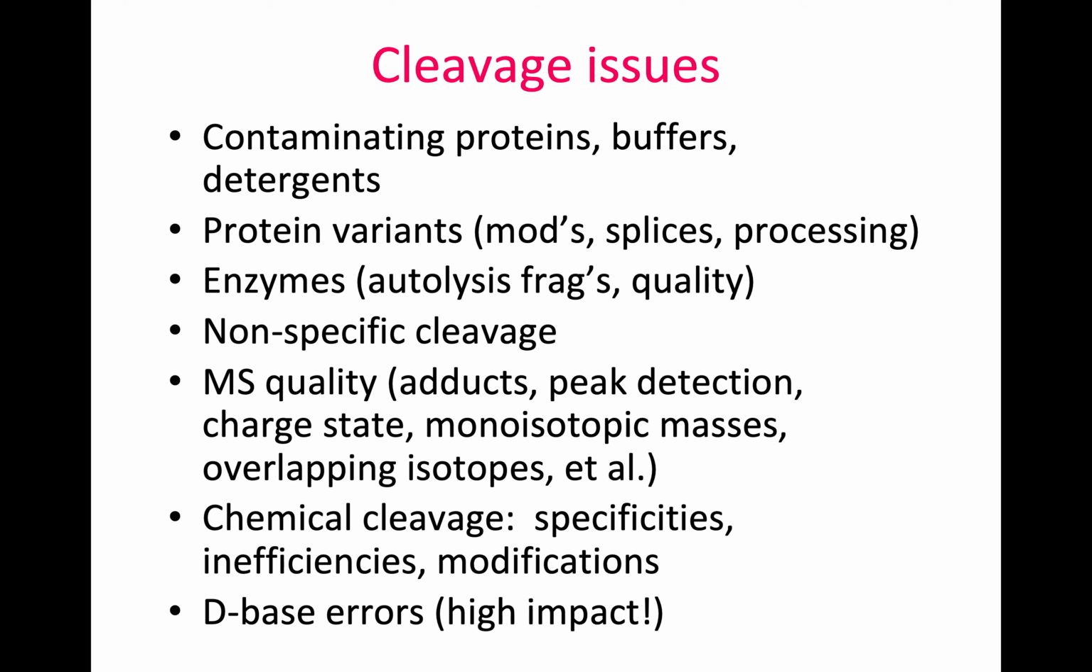Apart from that, if you use chemical cleavage because you don't want to use enzyme for any reason, there is a problem with specificities, because the chemicals basically don't cut depending on the amino acid. So there are also inefficiencies, and because of the modification, it makes it all the more tedious. And the last one would be the database error after MS, which has a high impact. So that's why the type of database that you choose to search for your peptide later on matters.